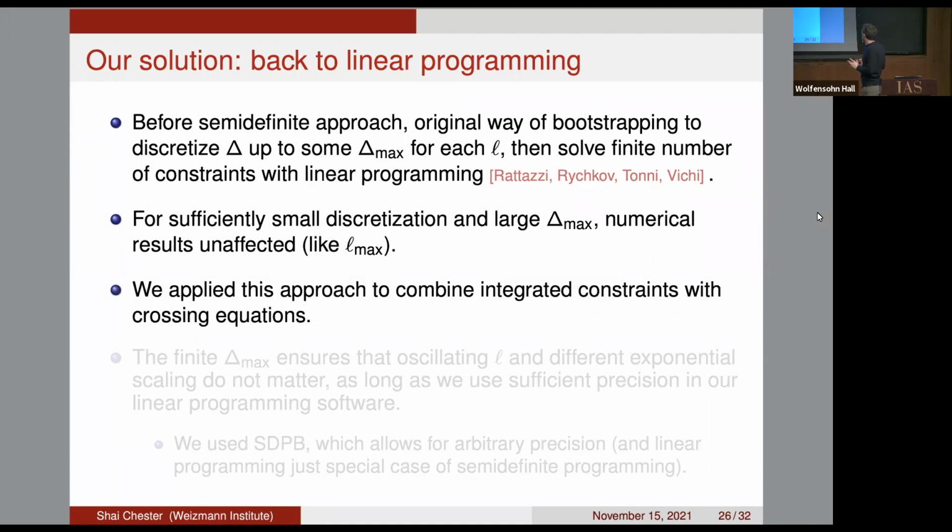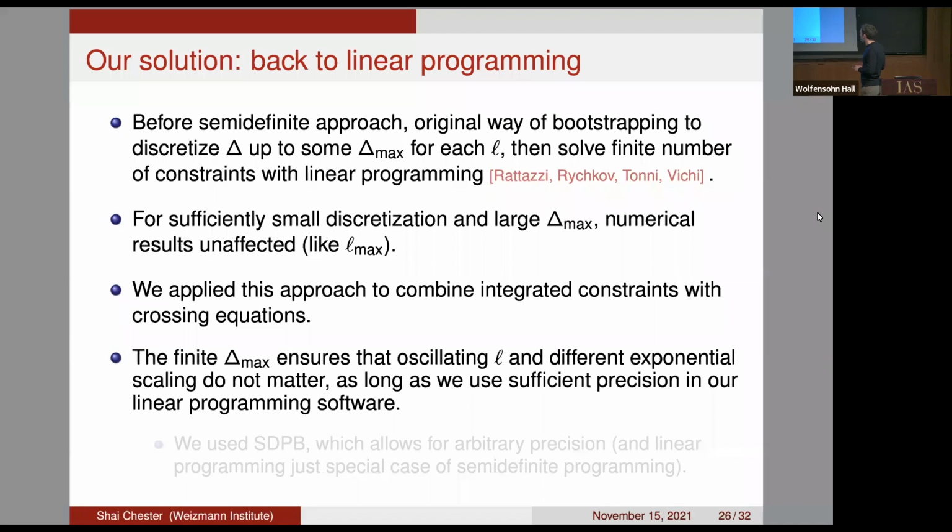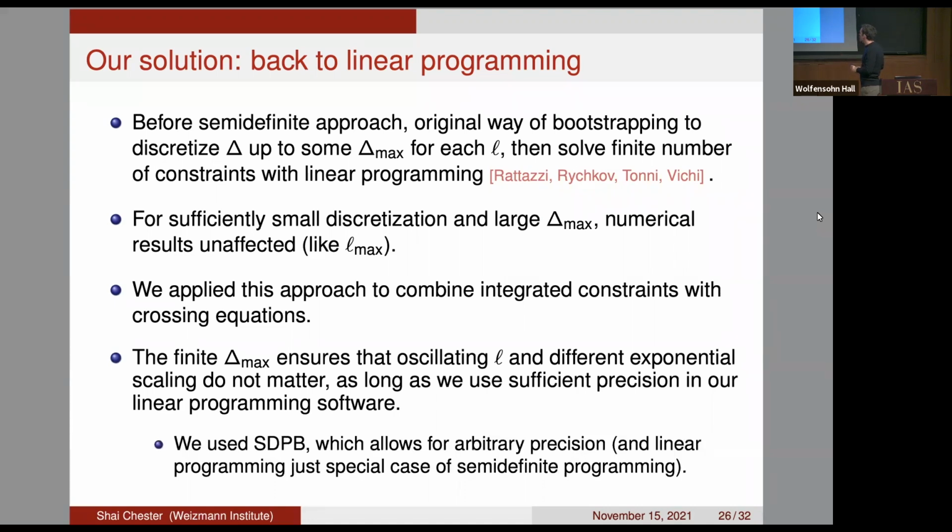So we applied this approach to combine the integrated constraints with the crossing equations. The way this avoided the previous 2 problems is that because you have a finite delta max, the oscillating spin and the different exponential scaling do not matter, as long as we use sufficient precision for a given value of delta max in our linear programming software. In particular, we used SDPB, because semi-definite programming is just a more general version of linear programming. And it's a very effective software that particularly allows for arbitrary precision.